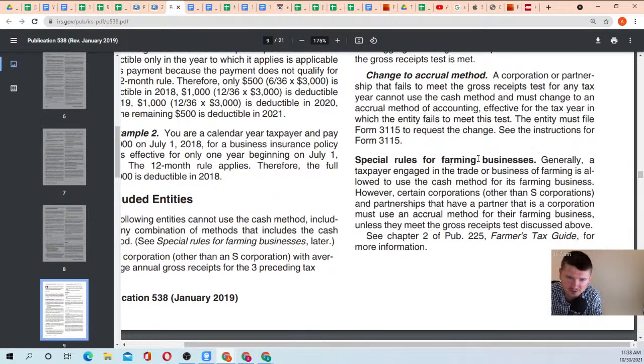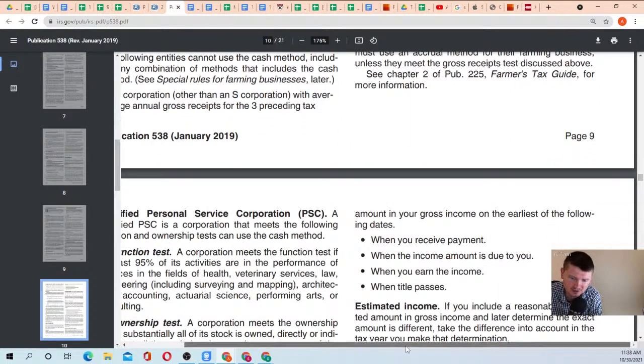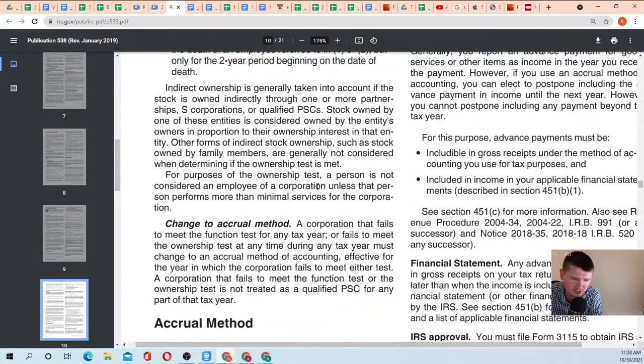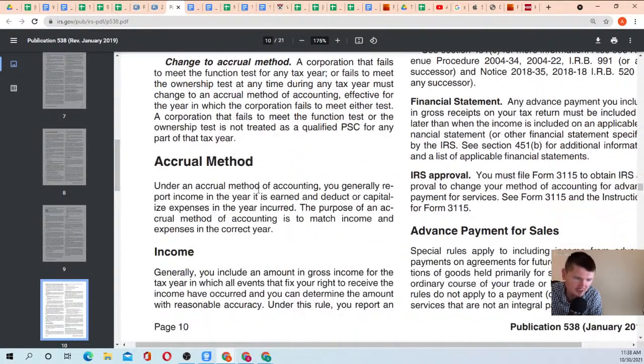And if you are in a farming business, you might have a different rule, you need to read separately on that. And there are a few situations where you can or cannot use that basis. Let's see what else we have here. We have an accrual basis of accounting. And accrual basis for tax purposes most of the time corresponds to the accounting accrual method.